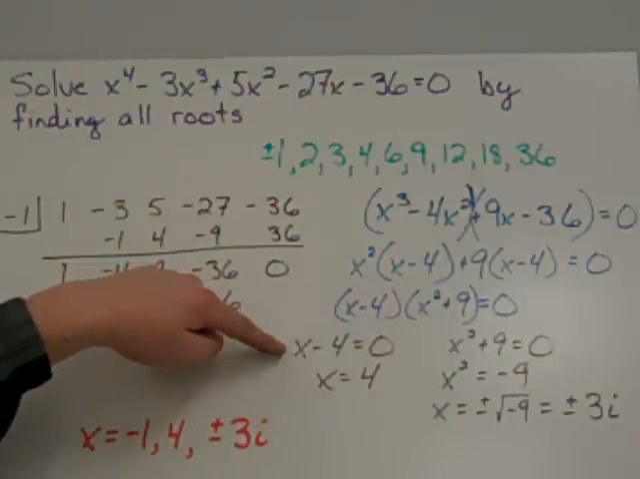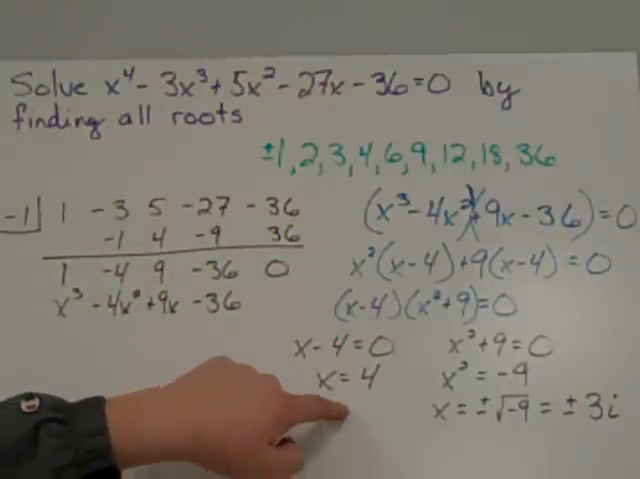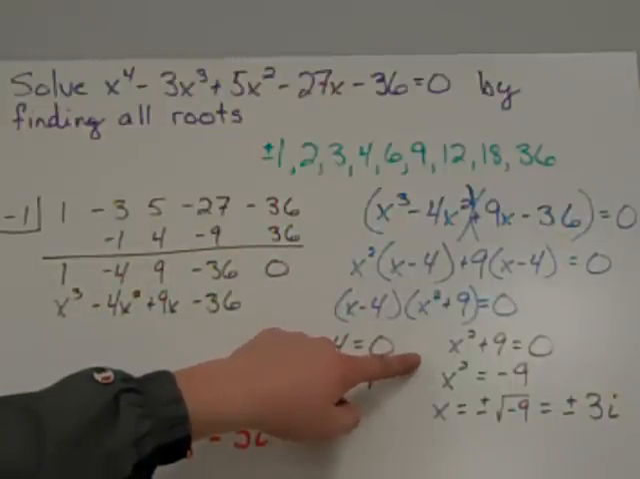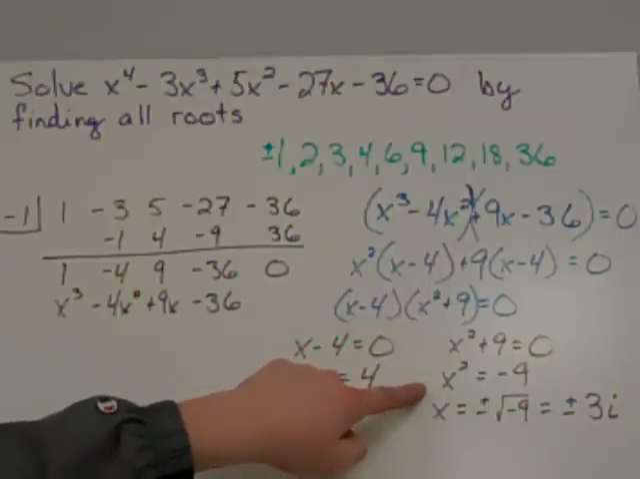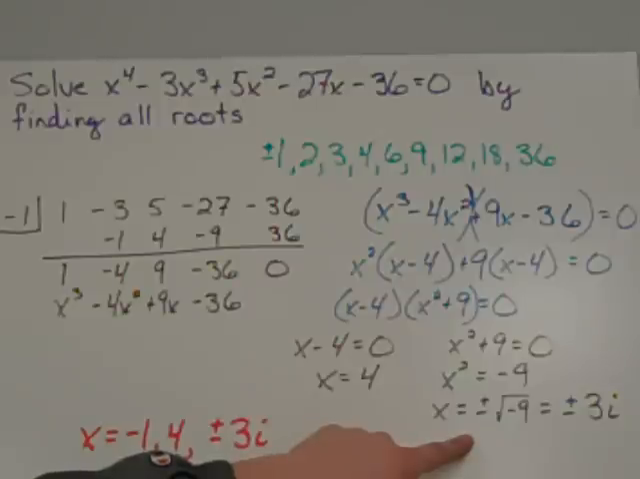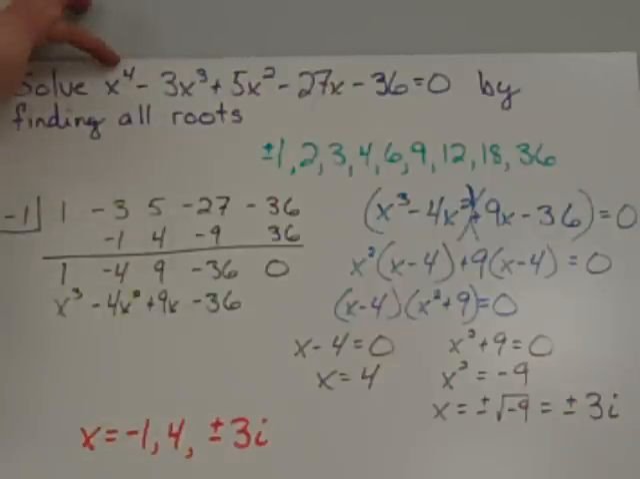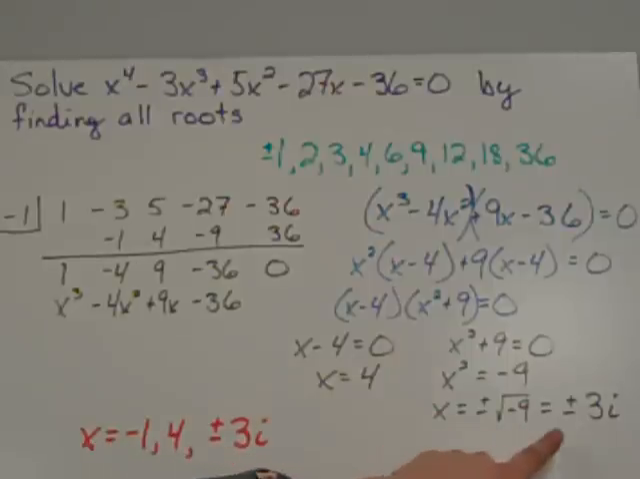So I set each one equal to 0. If I set x minus 4 equal to 0, I get x equals 4. If I set x squared plus 9 equal to 0, I get x squared equals negative 9. Take the square root of both sides, and you get that x is equal to plus or minus the square root of negative 9, which is then plus or minus 3i. So, because of the fundamental theorem of algebra and its corollary, I know that I have 4 solutions, and I have now found them: negative 1, 4, and then positive and negative 3i. And there they are.